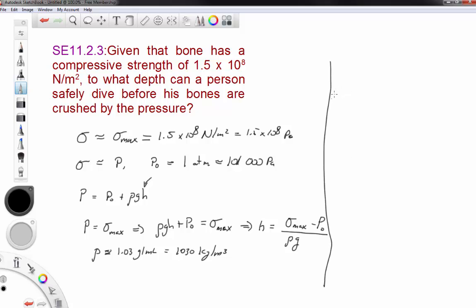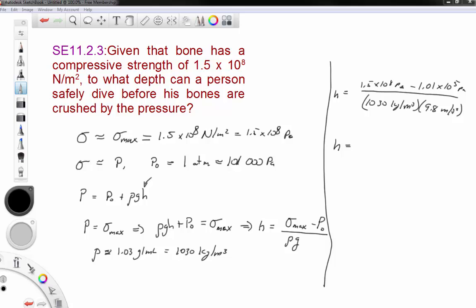And so this means that the depth that we're allowed to go to looks like 1.5 times 10 to the 8 pascals minus 1.01 times 10 to the 5th pascals divided by 1,030 kilograms per meter cubed times 9.8 meters per second squared. So what this means is that the maximum depth to which you can dive is about 14,850 meters.